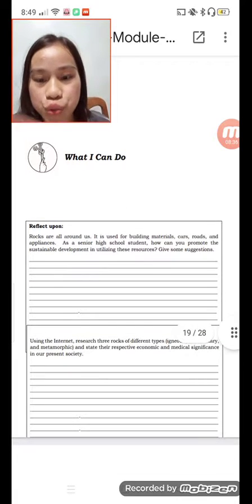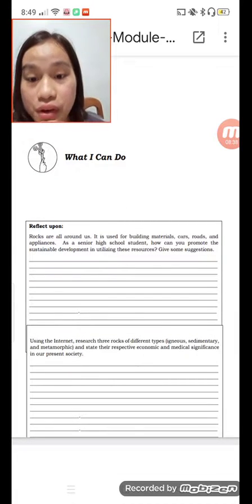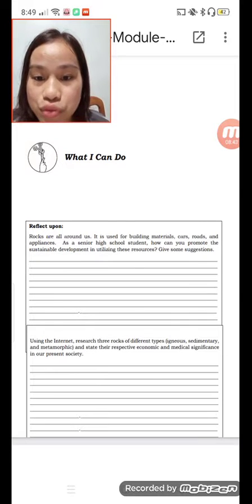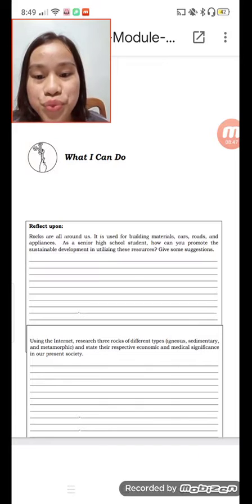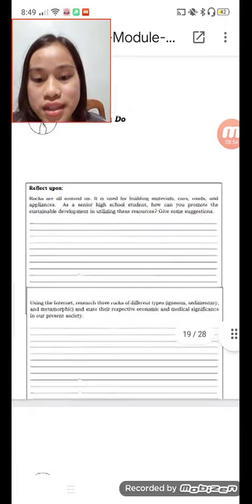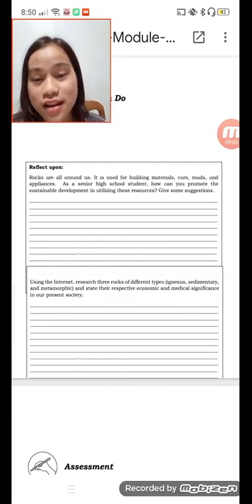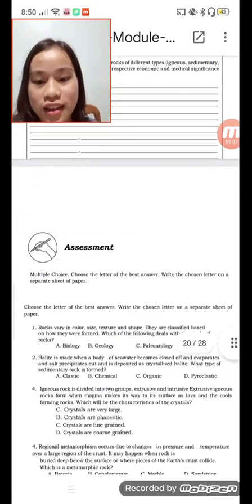Then what I can do? We rely upon rocks all around us. They are used for building materials, cars, roads, and appliances. As a senior high school student, how can you promote sustainable development utilizing those resources? Give some ideas. Number 2, using internet research, name 3 rocks of different types: igneous, sedimentary, and metamorphic, and state their respective economic and medical significance in our present society.